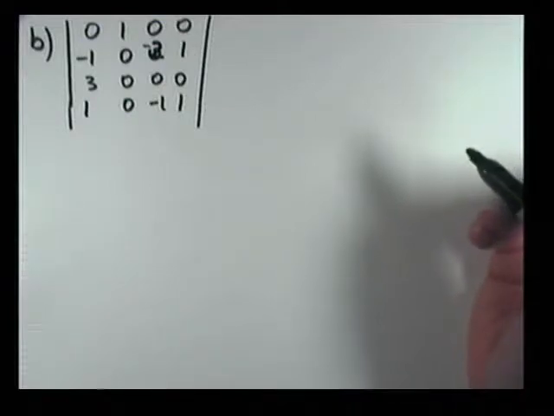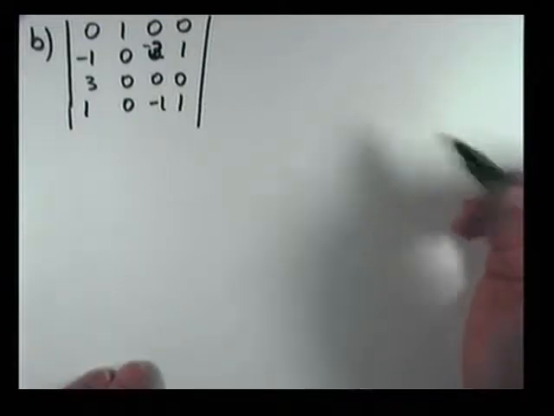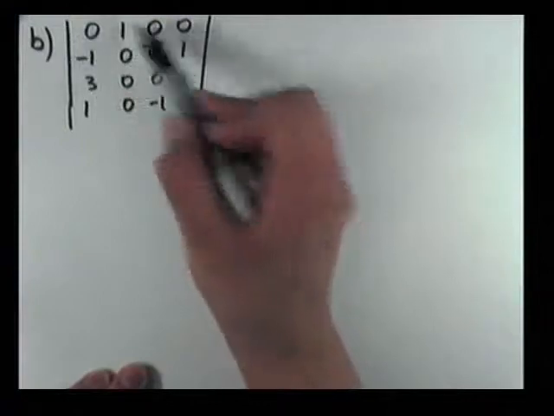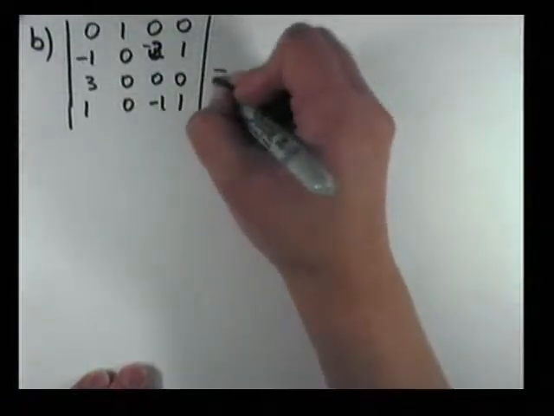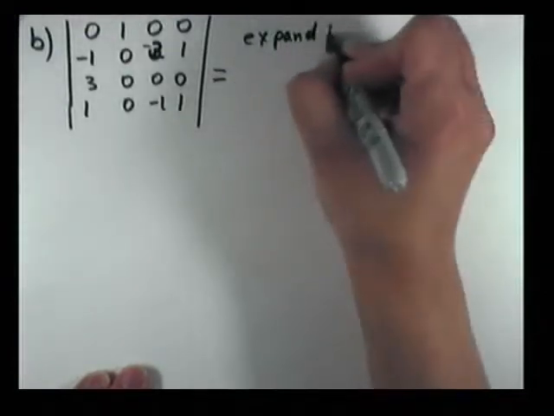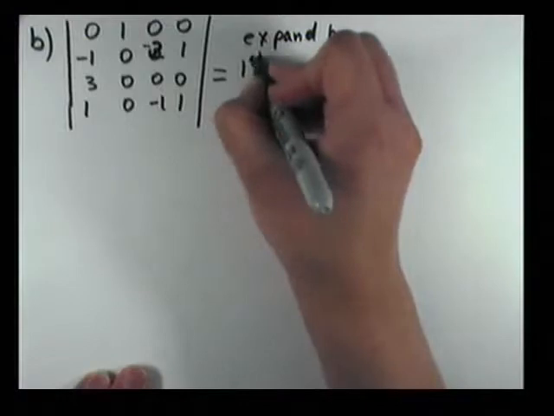So expand by something that has the most zeros. We can expand by the first row or by the second column. Choose any one you like. I will go by the first row. Expand by first row.